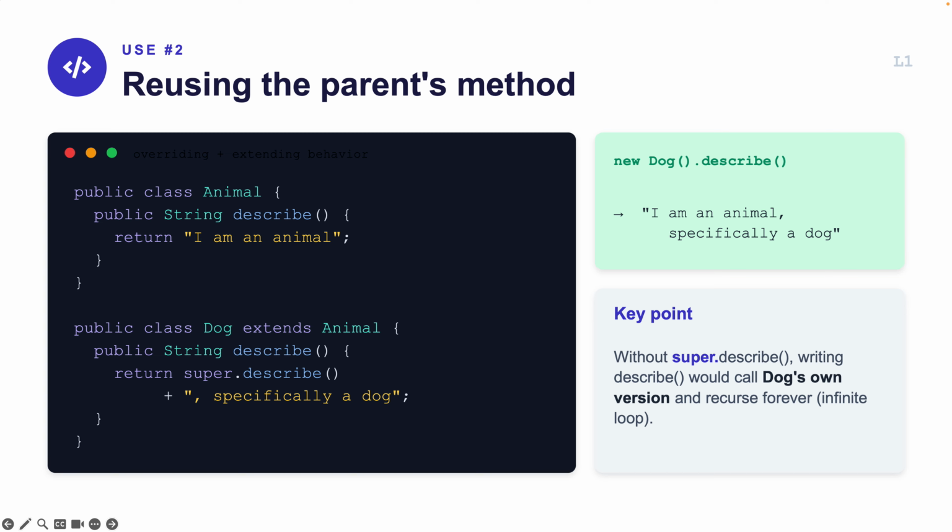This is how you extend behavior instead of completely replacing it. A key contrast: super.method works on any line of the method, unlike super in a constructor, where it must be the first. So you have flexibility here. Use this pattern whenever you want to build on the parent rather than rewrite it from scratch.